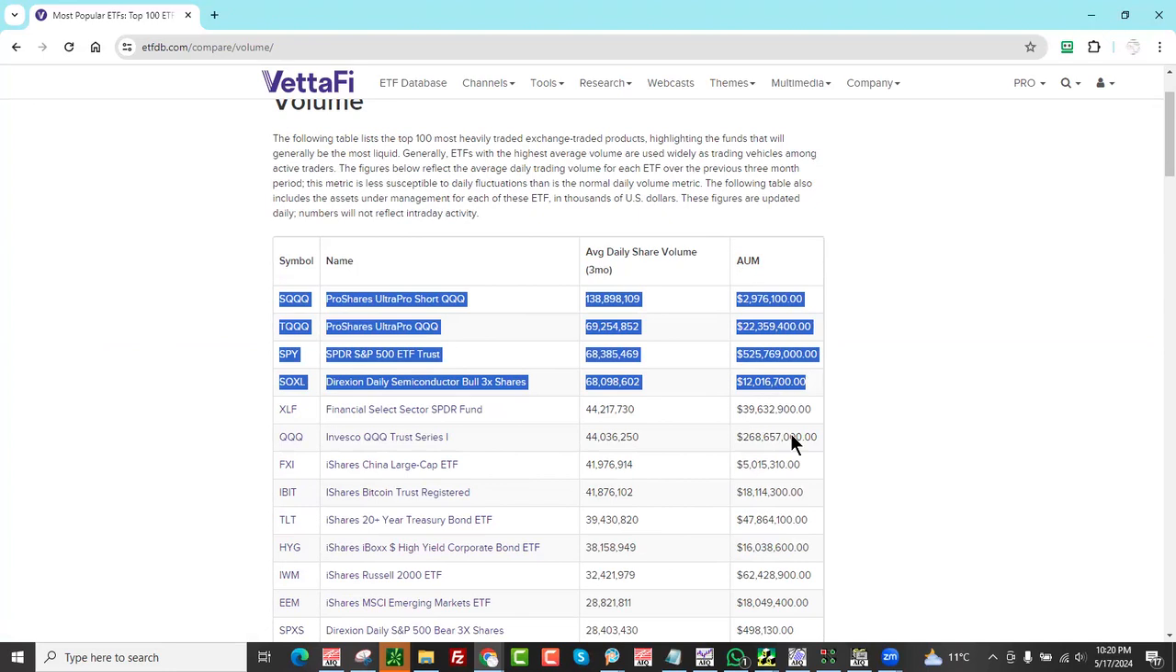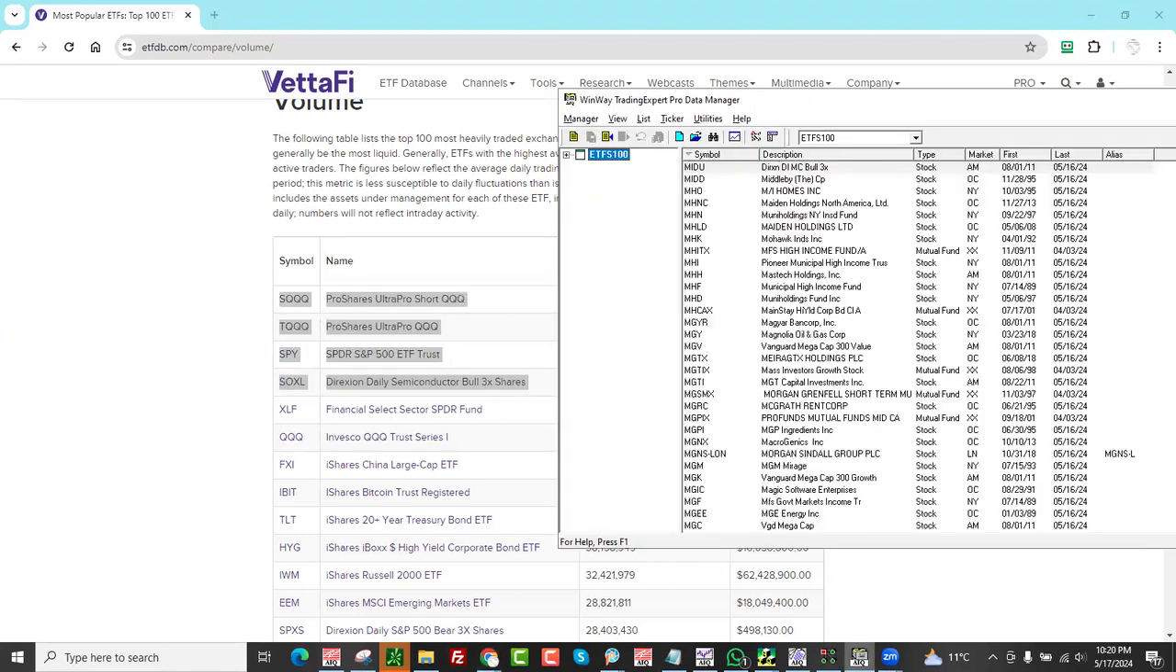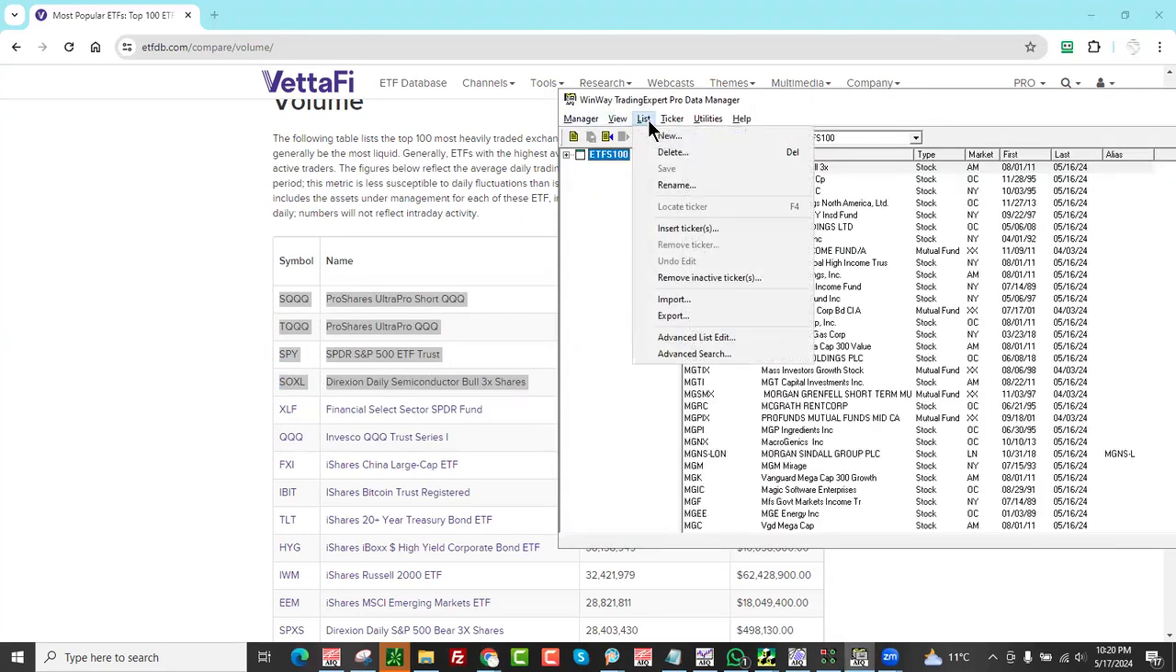and got rid of the columns I didn't want. I just want the tickers. And then I can take those tickers. So I've got just a CSV file, a comma delimited file. That's all I have. I then go into Data Manager. And what we do is we go into List on the menu here and go to Advanced List Edit.